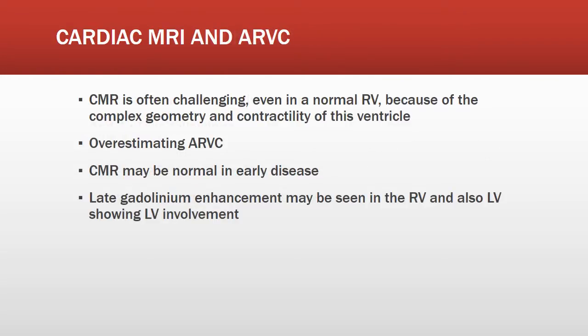A few points on cardiac MRI and ARVC. Cardiac MRI is often challenging, even in a patient with a normal right ventricle, because of the complex geometry and contractility of this ventricle. And sometimes cardiac MRI can actually overestimate ARVC. Do not forget that a cardiac MRI which is normal does not exclude ARVC either, because it can be normal in early disease. And late gadolinium enhancement, which is a marker of fibrosis, may be seen in both the right ventricle and also the left ventricle, because you can have left ventricular involvement.